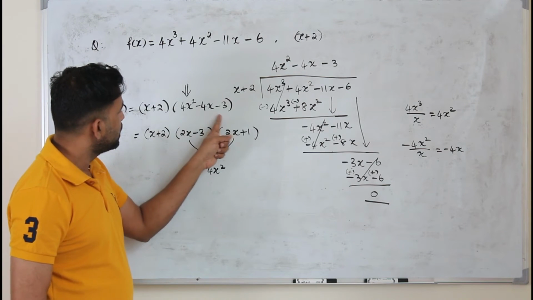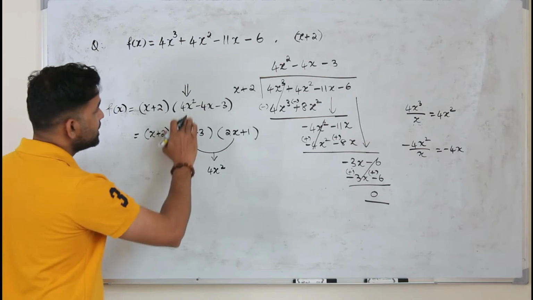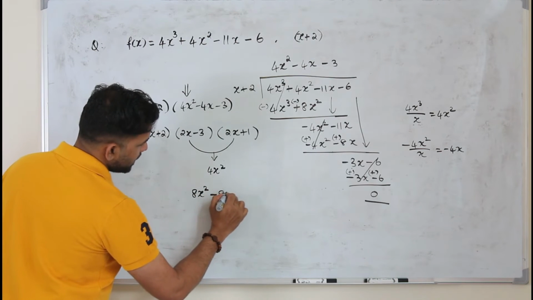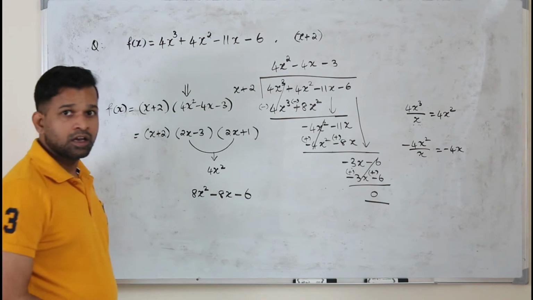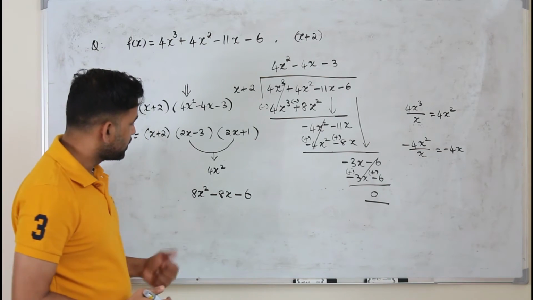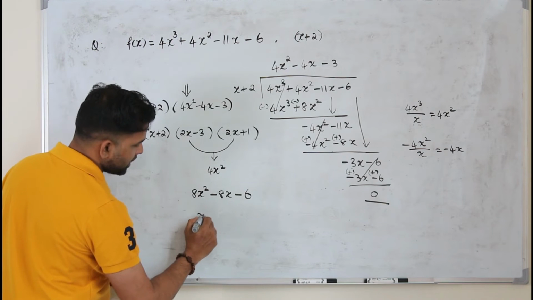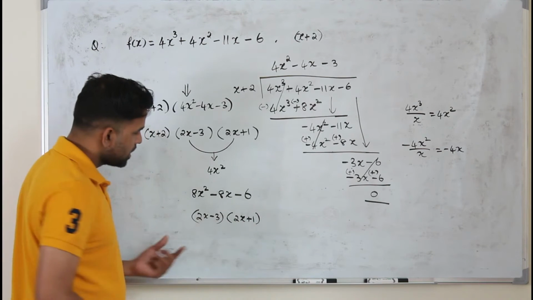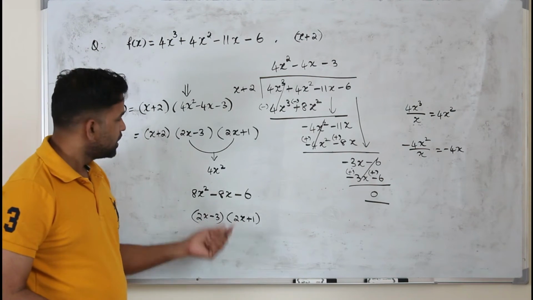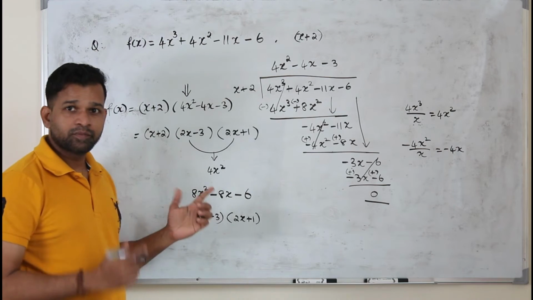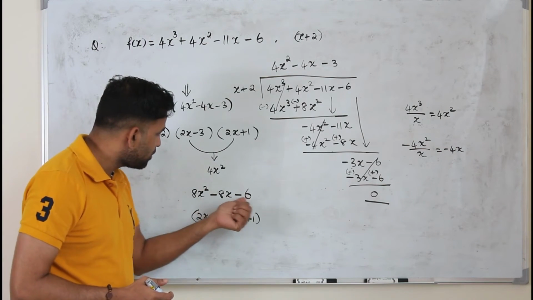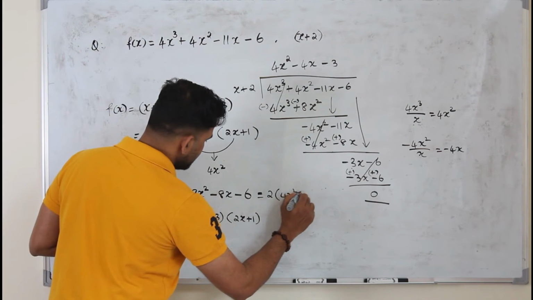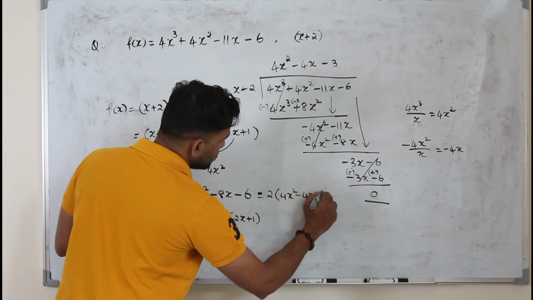Sometimes the polynomial has a common factor. Let's say instead of this, you have 8x squared minus 8x minus 6. And when you factorize using your calculator, you will get these same two factors: 2x minus 3 into 2x plus 1. And when you multiply 2x times 2x, you get 4x square, not 8x square. Why is this happening? Because there is a common factor 2 for this quadratic function. When you take the common factor, you get this.